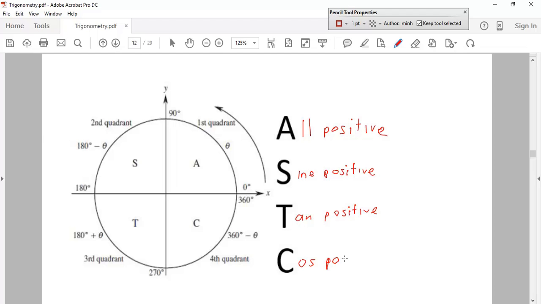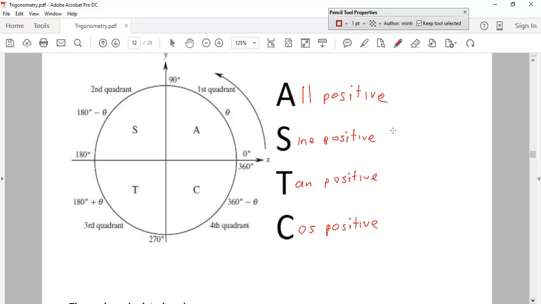So there's a memory trick that we used to use. ASTC, we just say all stations to central. So now that A stands for all, S is sine positive, T is tan, and C is cos is positive. So we'll just write that at the bottom here.